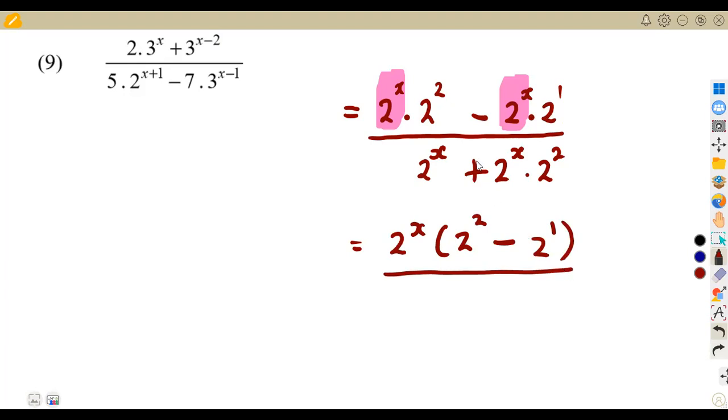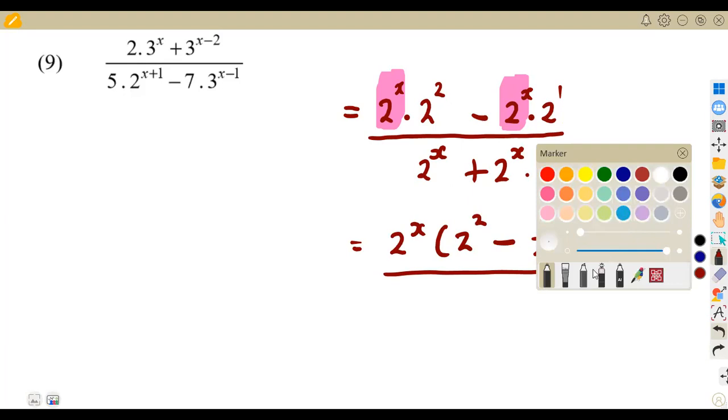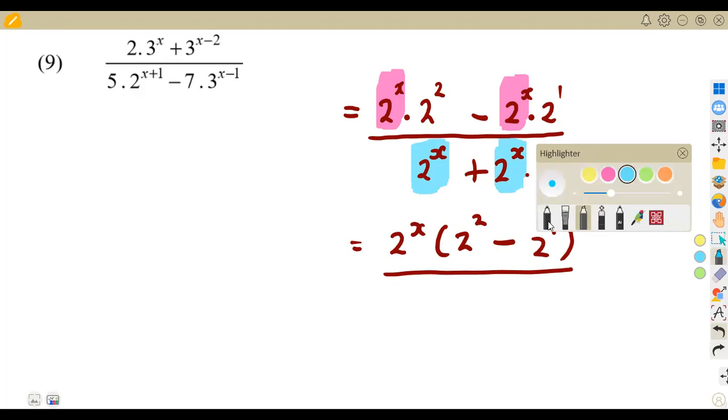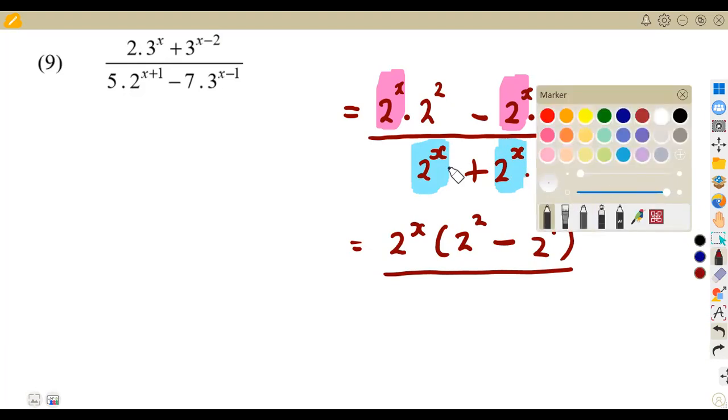Everything is over what? I go to the denominator, I do the same thing. If we check here, we can see that this is all the same, okay? 2 to the exponent of x, we're now in the denominator here. So we're going to consider that being the same. So what are we going to do? We're going to factor that out.